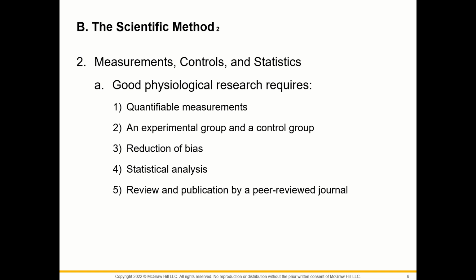In the scientific method, there are measurements, controls, and statistics. Good physiological research requires quantifiable measurements, an experimental group and a control group, a reduction of bias, statistical analysis, and review and publication by a peer-reviewed journal.